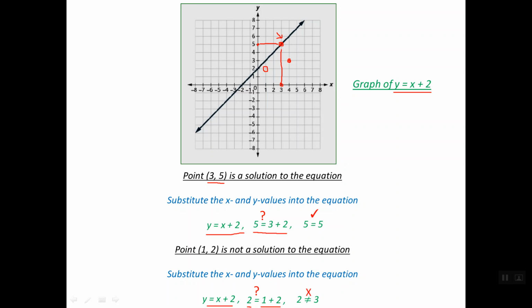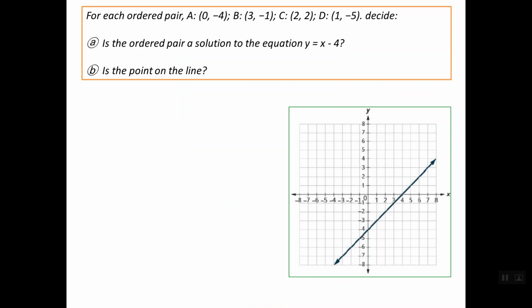So we conclude that this point is not on the straight line and it is not a solution for this equation.